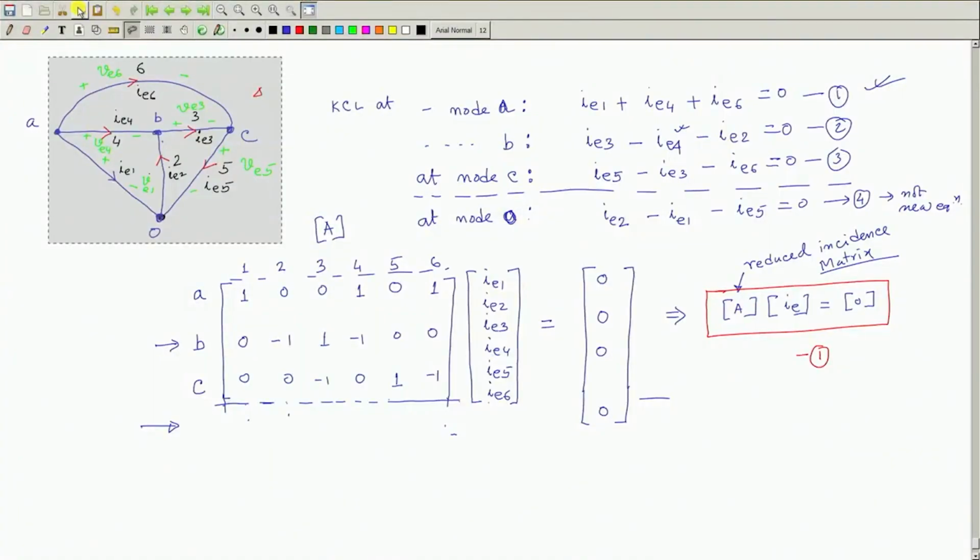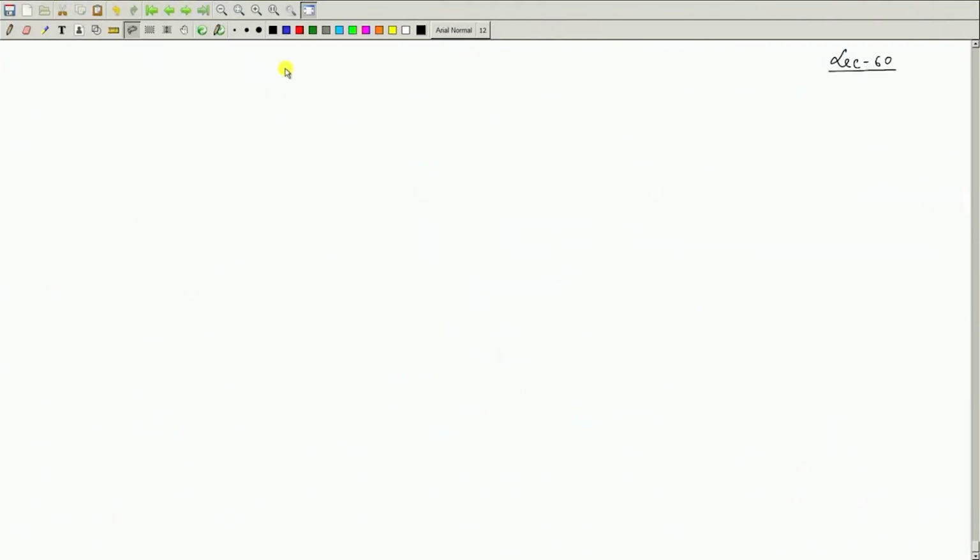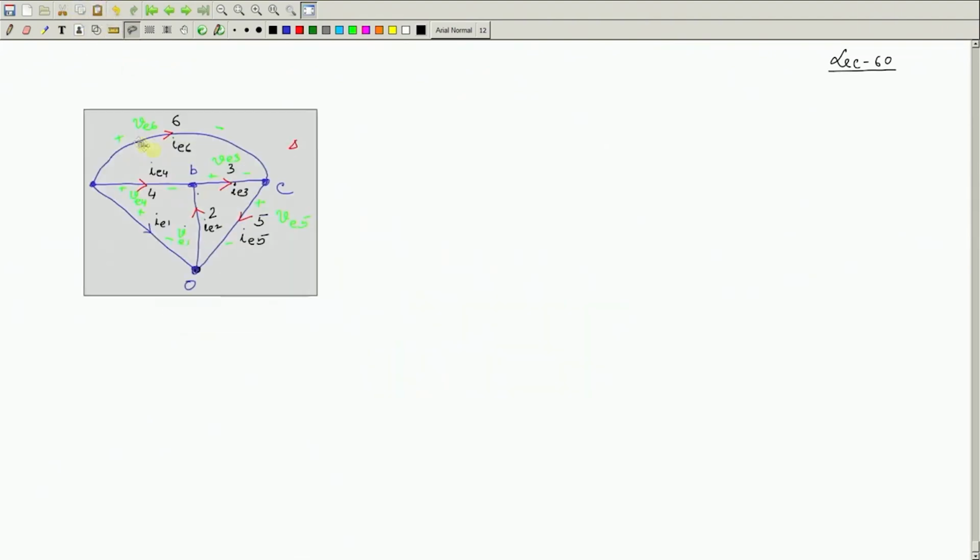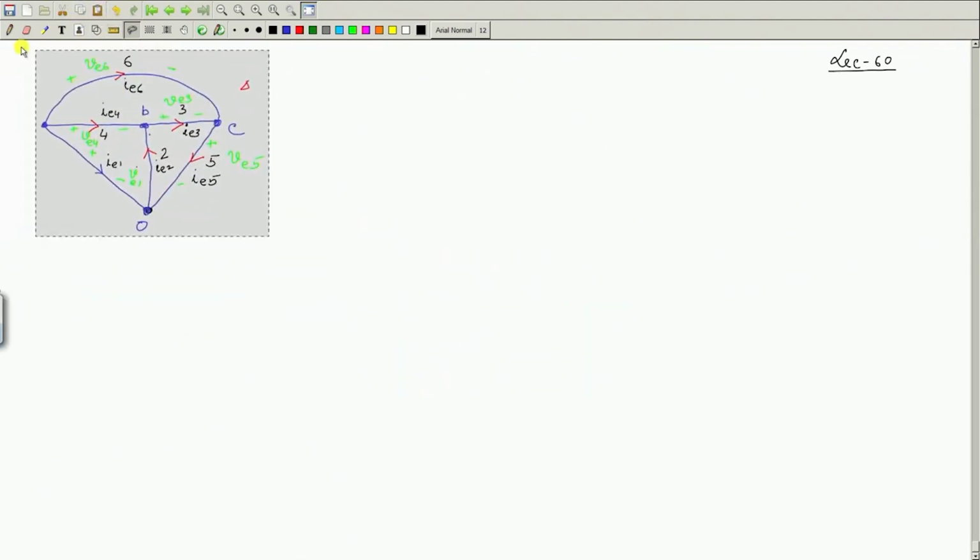Welcome to the 60th lecture, and we are trying to apply the graphical method in solving a circuit. This was a graph of the network, and we solve the circuit here. These are the 4 nodes present: A, B, C, O.